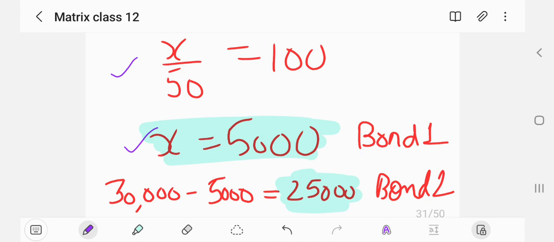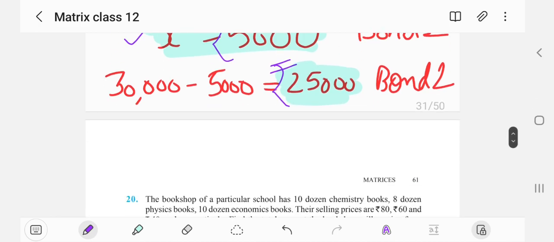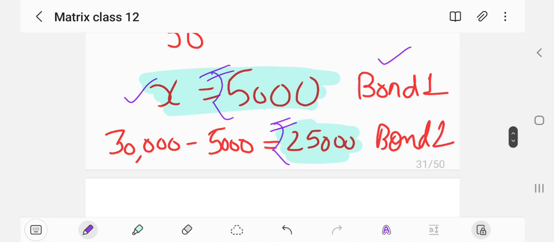So I should invest in bond A rupees 5000. Remember to use the sign of rupees for sure. Also here I will invest 25,000 in bond B. Now this particular investment is such that I will get my return on investment as 2000 rupees. Okay, I hope it is clear to you. Now, this is the answer of this question.